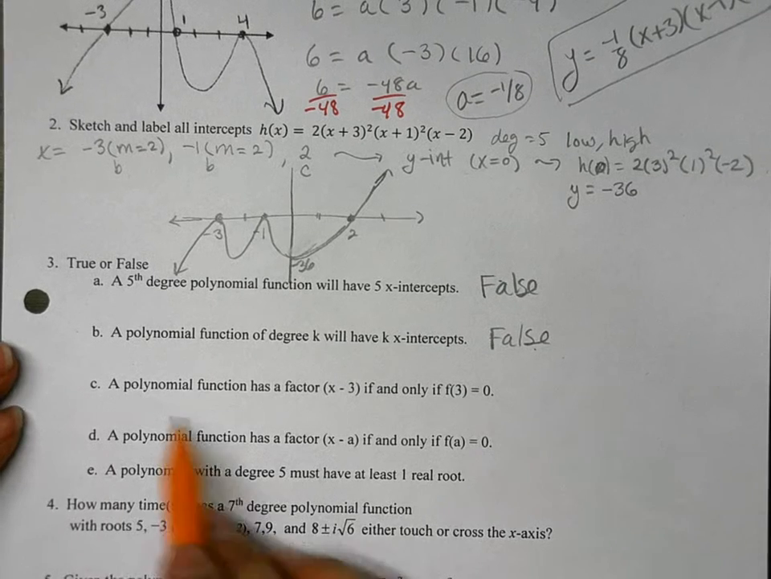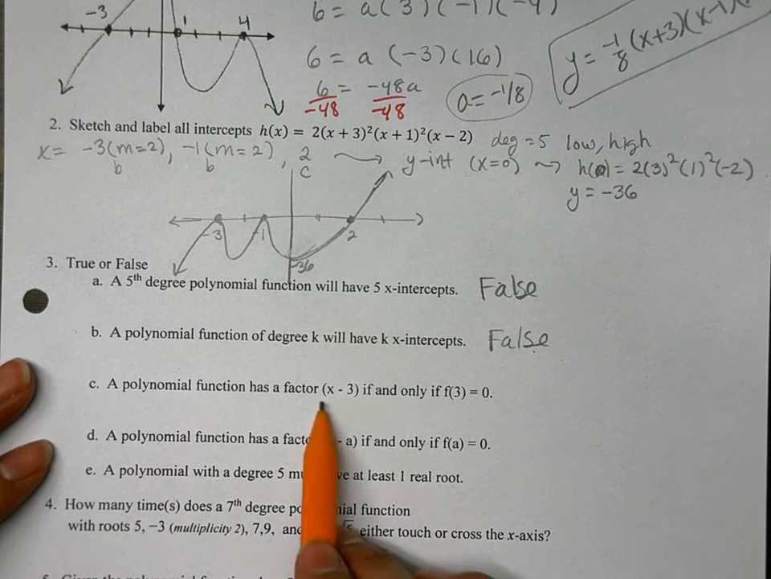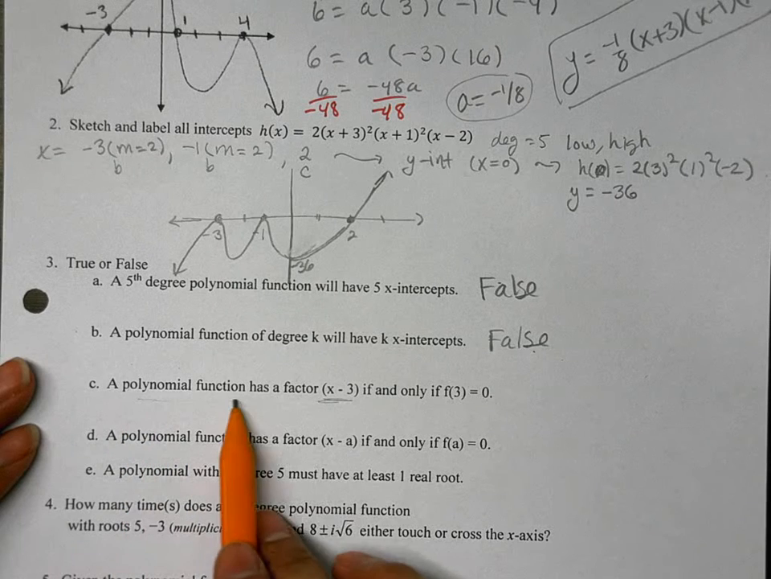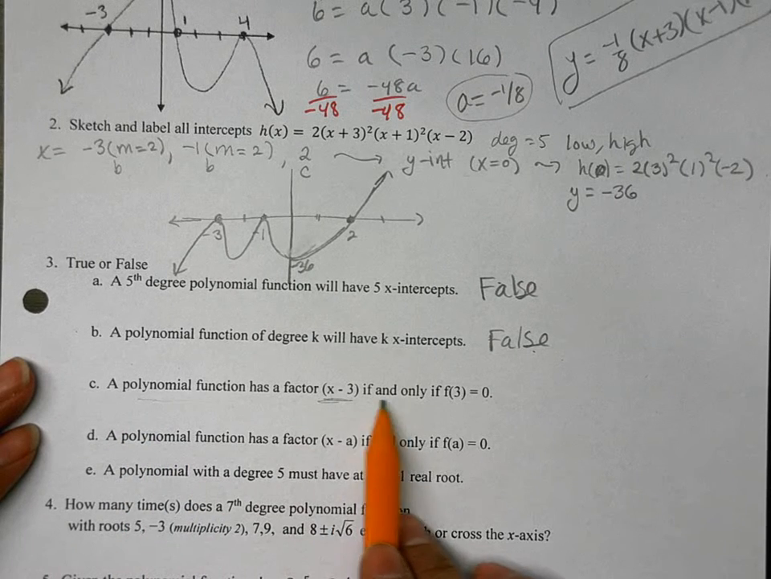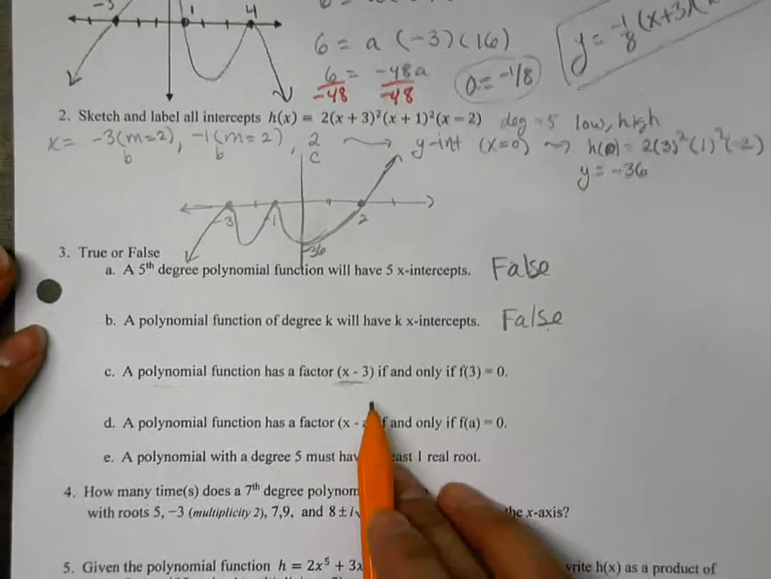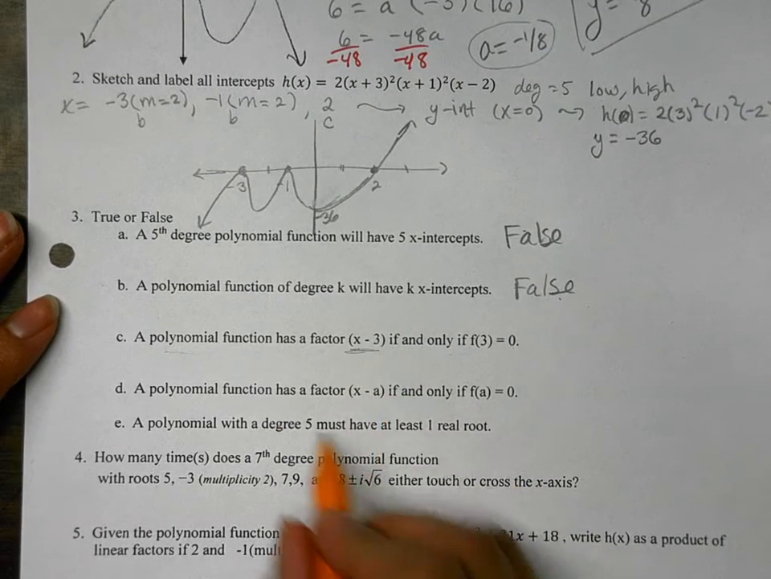All right. Next one. A polynomial function has a factor x minus 3 if and only if f of 3 equals 0. Okay. Tell me why you're saying true. Because x minus 3 equals 0. All right. He said that, if you didn't hear him, and what did you guys say over there? I said because the x-intercept is 3. Good. Okay. So both of you said the same thing.